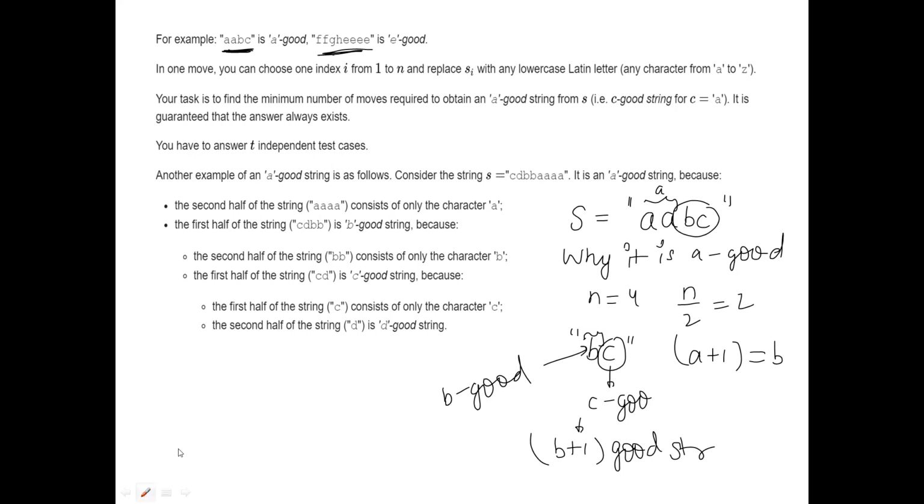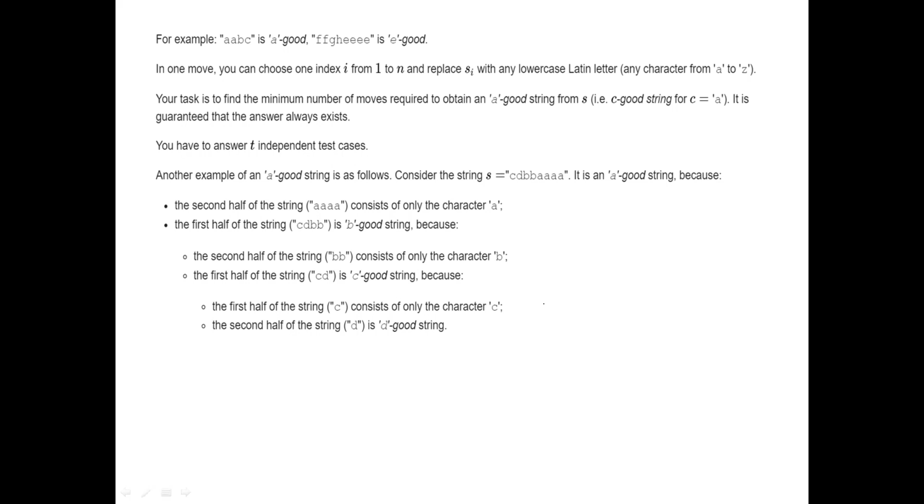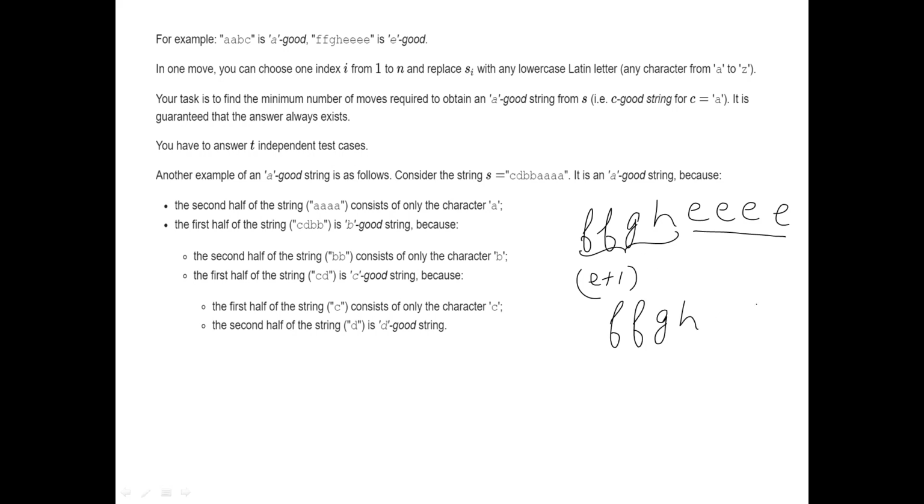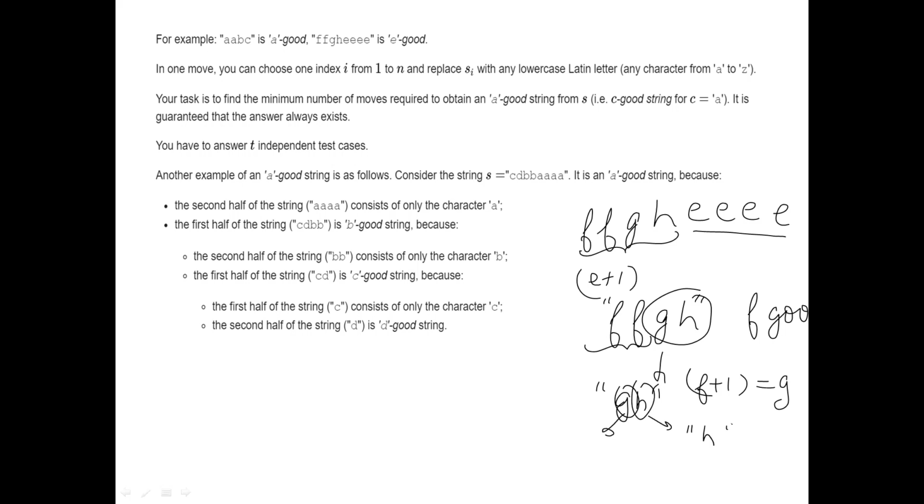Similarly, let's look at the other example. If the string is FFGH EEEE, it will be e-good because the second half consists of E and the first half should be an e+1 good string, and e+1 is F. So now the question simplifies to this string being an f-good string, and this will be f-good because the first half consists of letters F and the remaining string should be an f+1 good string, which is G. This is a g-good string because the first half consists of G and the remaining string, H, should be a g+1 good string, and g+1 is equal to H, so this is an h-good string. So the original string will be an e-good string.